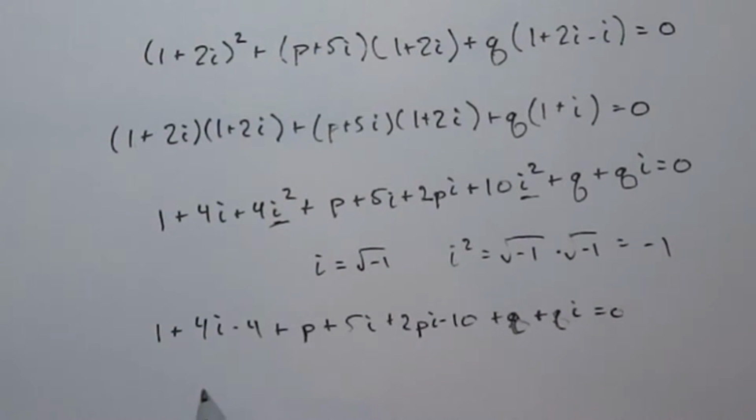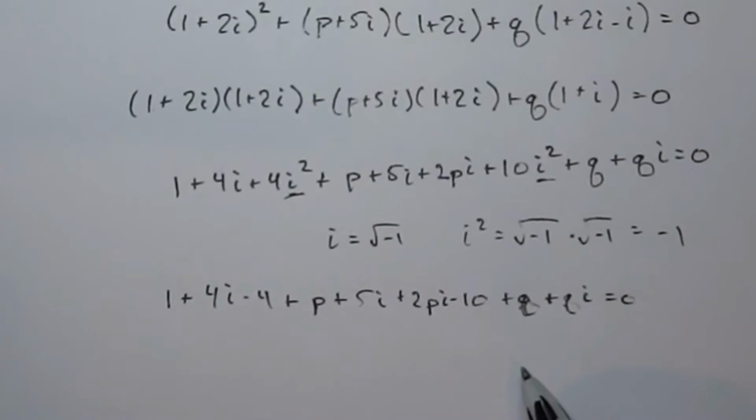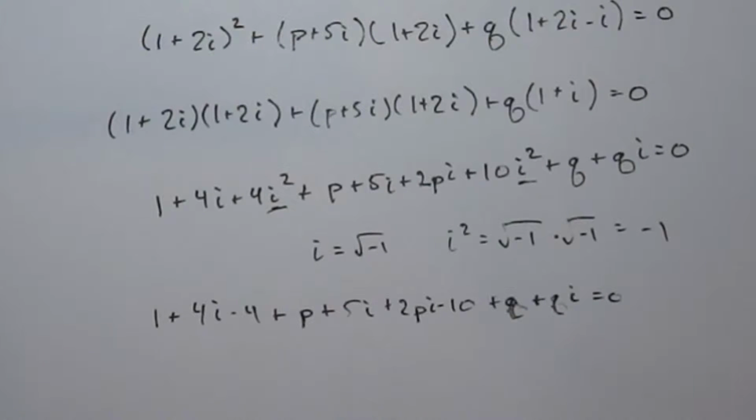Okay, now if we look at our final answer, it equals 0, right? So what does this mean? This means that we don't have a complex part of our answer or a real part of our answer left, which means that all of the real parts of our answer have to add up to 0, and all of the complex parts of our answer have to add up to 0.